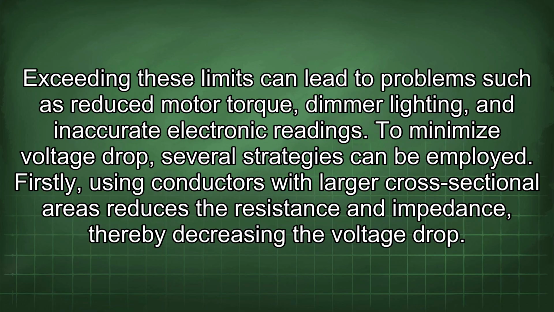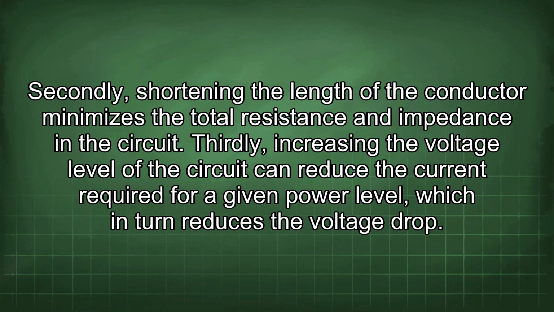To minimize voltage drop, several strategies can be employed. Firstly, using conductors with larger cross-sectional areas reduces the resistance and impedance, thereby decreasing the voltage drop. Secondly, shortening the length of the conductor minimizes the total resistance and impedance in the circuit. Thirdly, increasing the voltage level of the circuit can reduce the current required for a given power level, which in turn reduces the voltage drop.